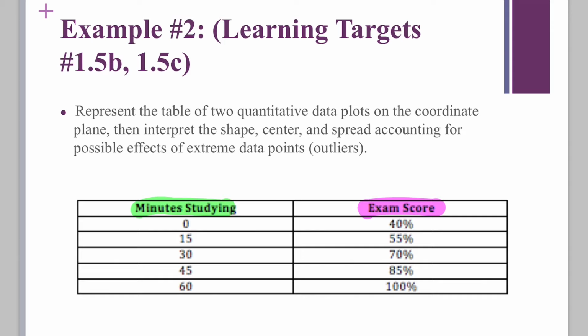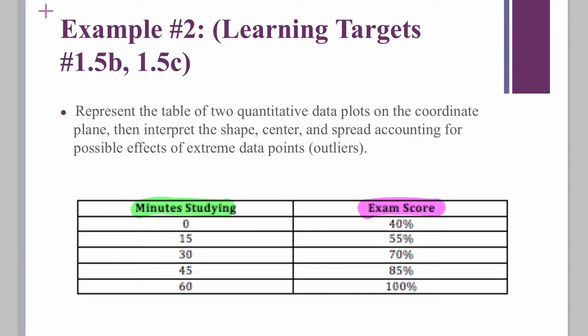Example number 2, highlighting learning targets 1.5b and 1.5c. It asks to represent the data or the table of two quantitative data plots. So we have two quantitative data plots, one being the minutes of studying, the other being the exam score. So we're going to represent these two data plots on a coordinate plane and then interpret the shape, center, and spread, accounting for possible effects of extreme data points or outliers.